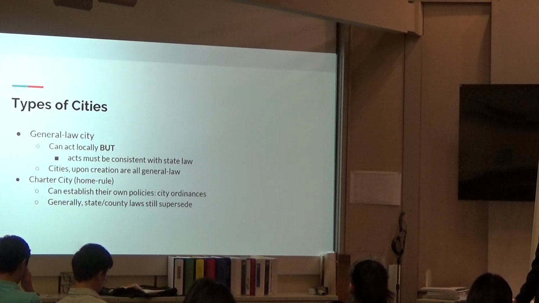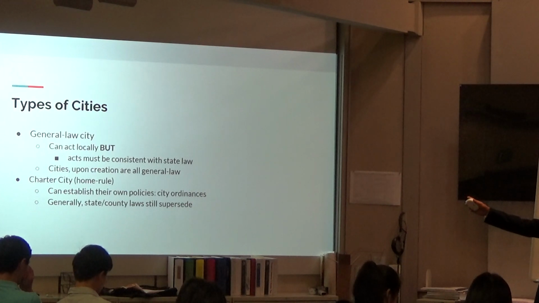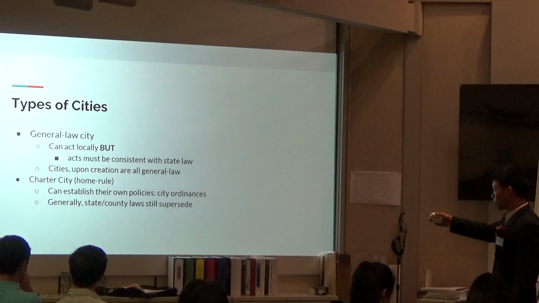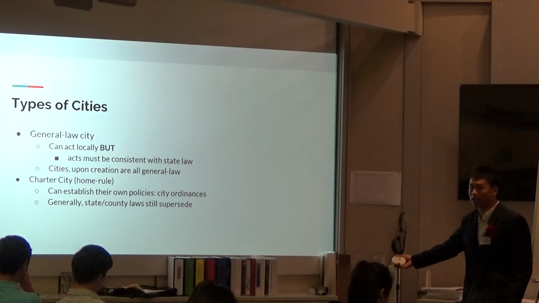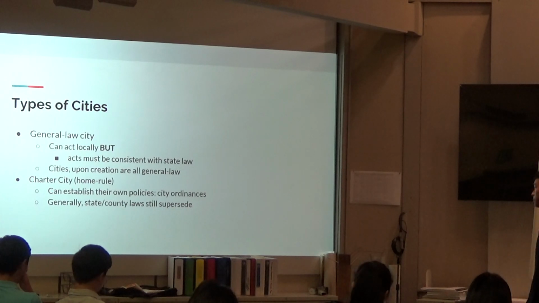But say you want to make a rule in your charter city that you can only walk backwards in the bathroom, and it doesn't counteract anything else that's stated by the state and the county. Then you can pass this through a city ordinance, which is one of the powers of the charter city. They can pass their own laws freely, so long as it doesn't contradict the laws above them.